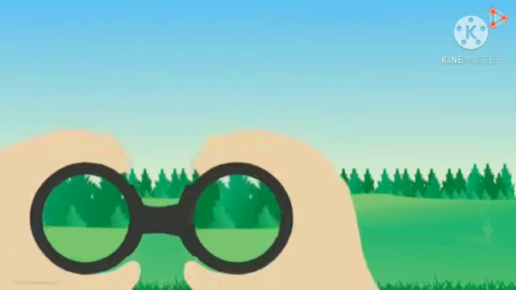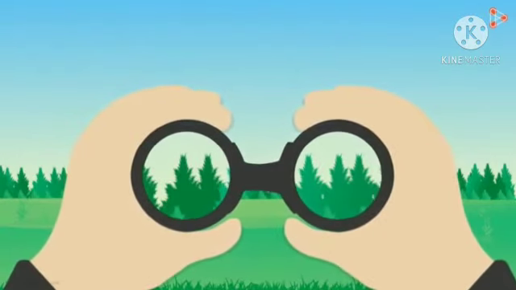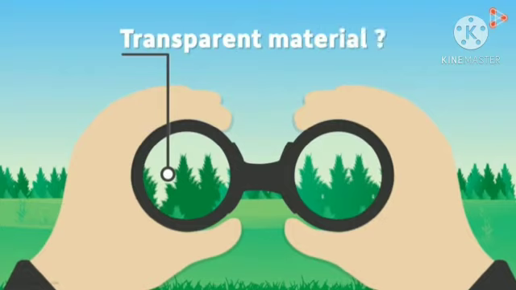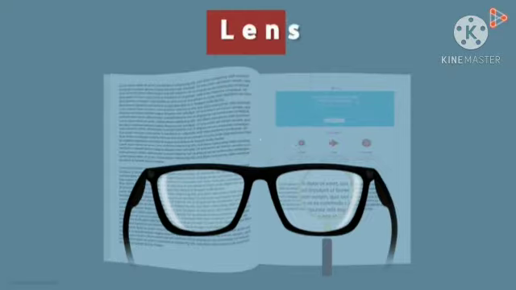Why do faraway objects appear close to us when viewed through binoculars? What are the two transparent materials in front of the binoculars that make those objects appear nearer? And what do we use to see very tiny things or to read text with small font size? Why do we wear spectacles? What's used in spectacles? The answer to all these questions in one word is a lens.